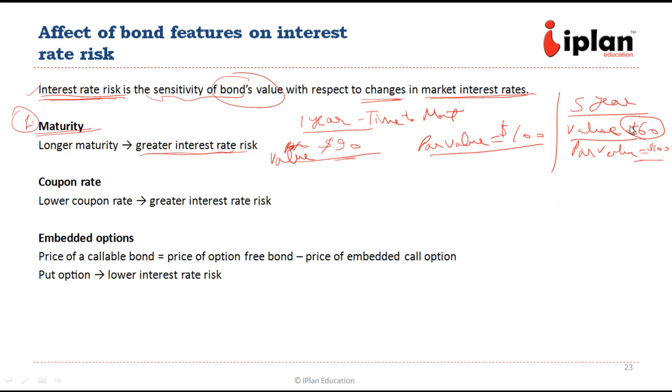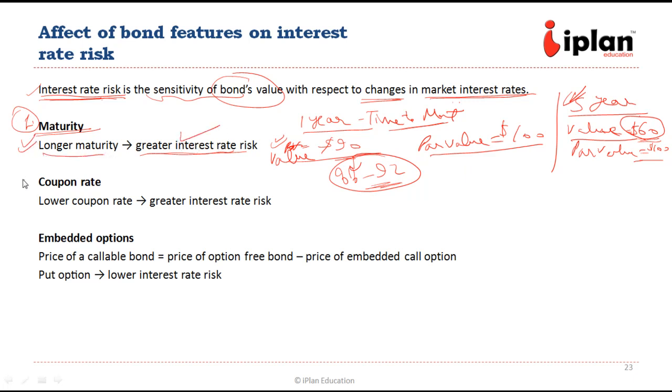So the impact of interest rate change on this bond is going to be much higher than the impact of interest rate on this bond. If interest rates are changing, it might change between 88 to 92 since the time to maturity is much less. But in this case, the value might fluctuate a lot more than this. So the longer the maturity, the greater the interest rate risk.